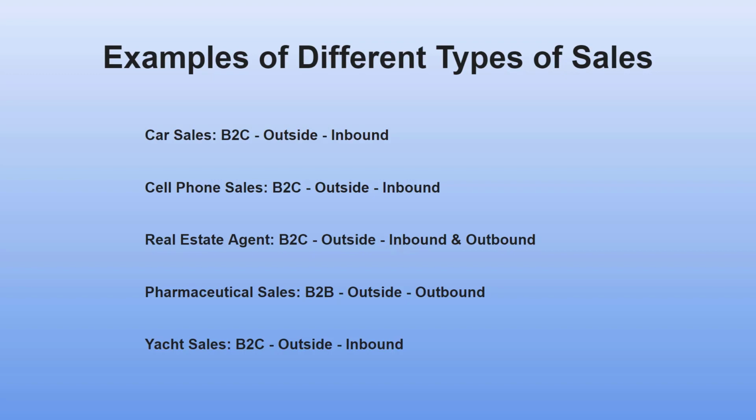Real estate, B2C, so you're selling to consumers, buying houses. It's outside sales, and it's inbound and outbound. Real estate agents normally do a mix of both. So they get people coming in to them wanting to buy a house, and they're also the ones making the calls, sending out the emails, figuring out if there's anyone else who wants to buy or sell their home.